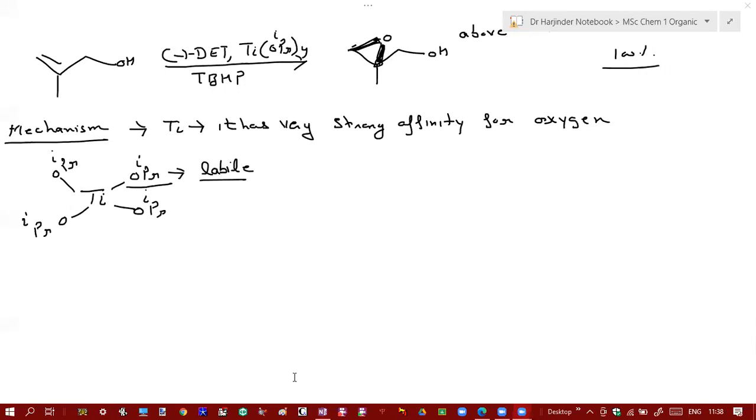Labile means weakly bound, they break easily, they can be easily removed, and they can be easily exchanged with another ligand.